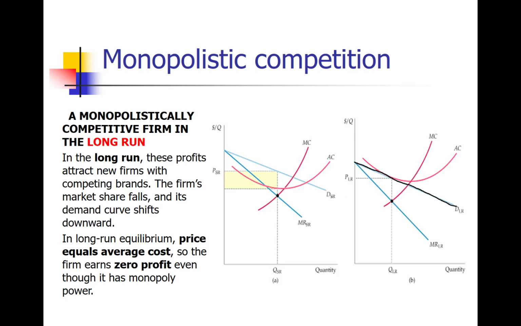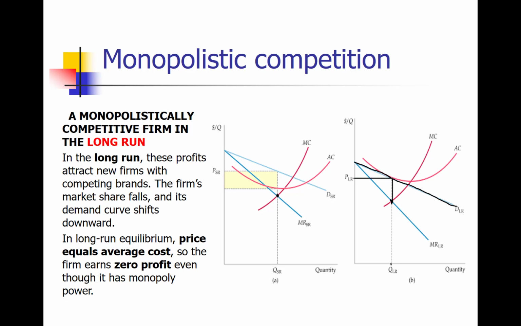One thing I don't like about this is as entry occurs and there's more substitutes for the firm's product, the demand curve for the firm is going to become more elastic over time. But let's just take this for what it is. So we've got a negatively sloped demand curve. Here's marginal revenue. It equates marginal revenue with marginal cost, produces this, goes up to the demand curve, charges this price.